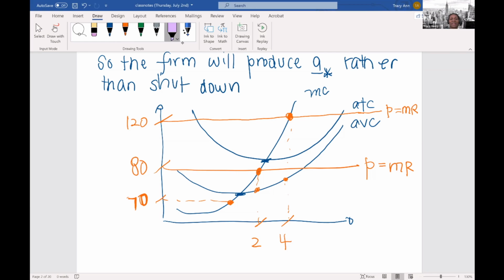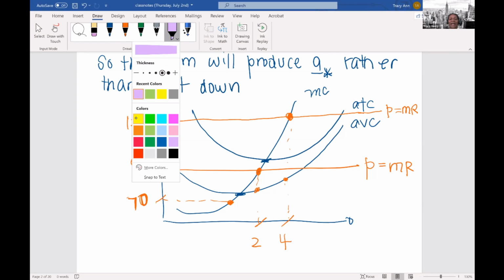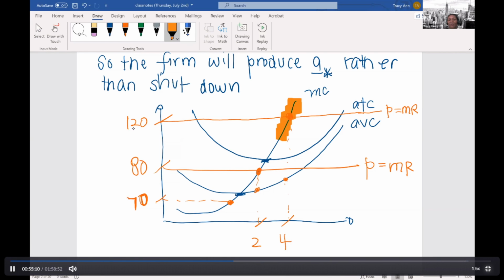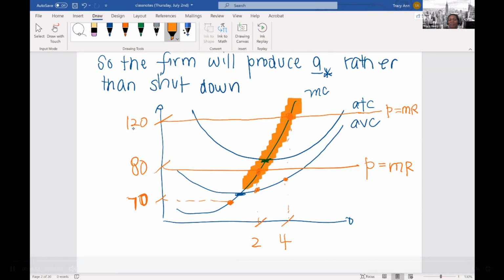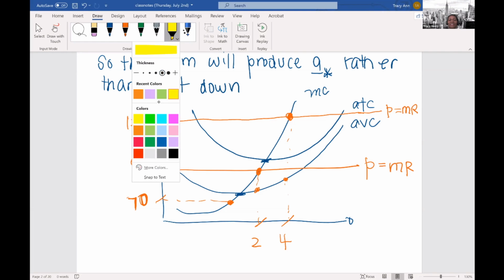So what's the point that I'm trying to bring here? Let's highlight that you can actually show that you will produce positive quantities as long as the price is hitting the marginal cost curve above the average variable cost curve. As long as the price is hitting the marginal cost curve above the average variable cost curve, you go ahead and produce that quantity. But the minute you start to get a situation where your price is equal to marginal cost at a point on the marginal cost curve below the average variable cost, you're going to produce 0.